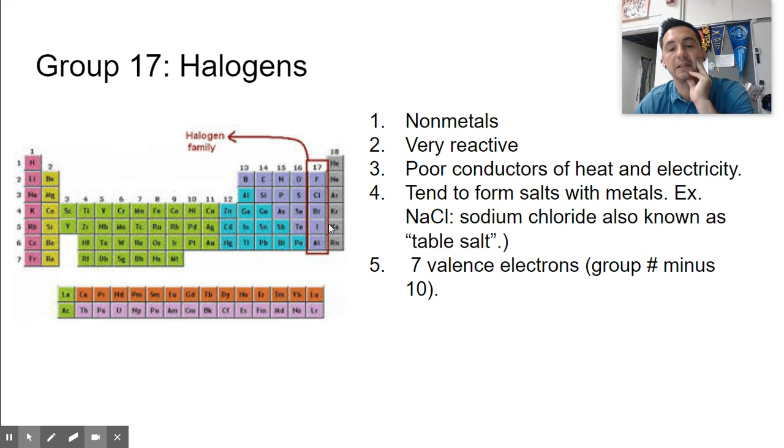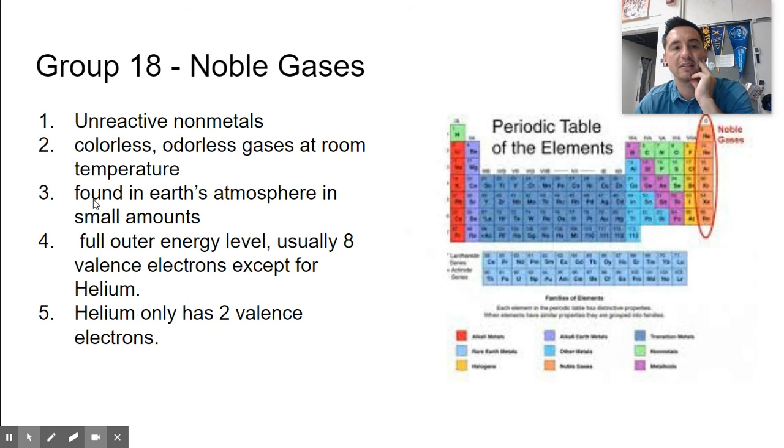Okay, group 7A. And then the last group is the noble gases. These are very unreactive. The reason that they're unreactive is that they have a full outer energy level. They have 8 valence electrons. Helium is the only one that has 2, but that still completes its valence shell. Helium only needs 2, and its valence is one of the exceptions.